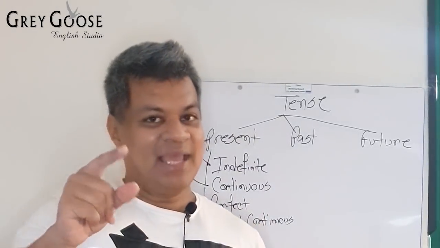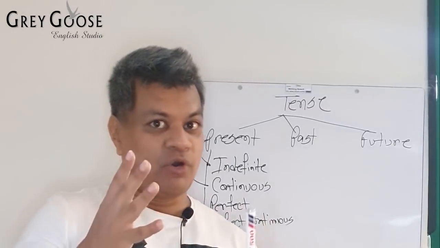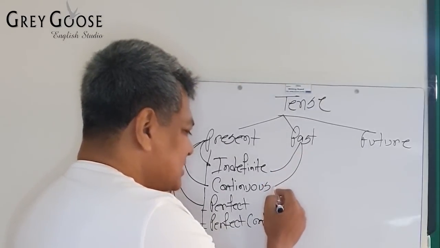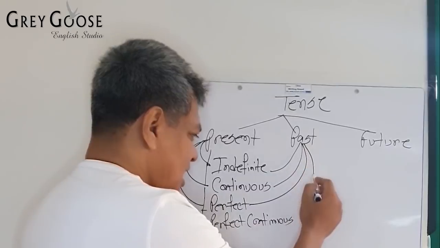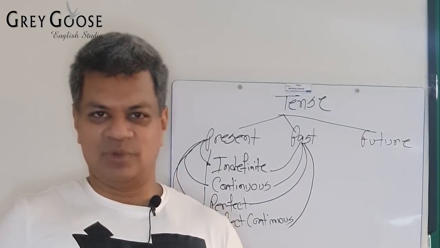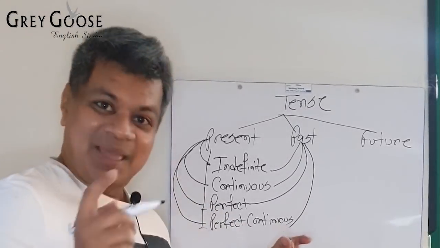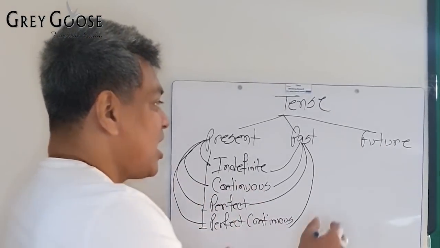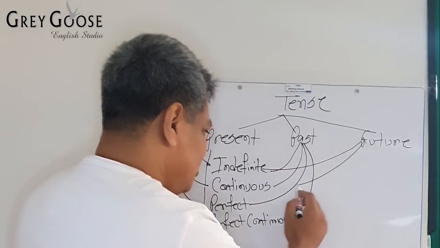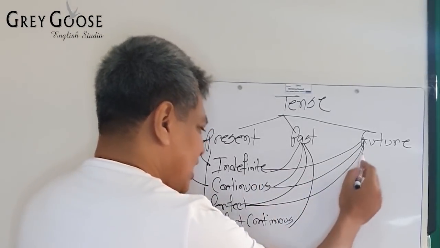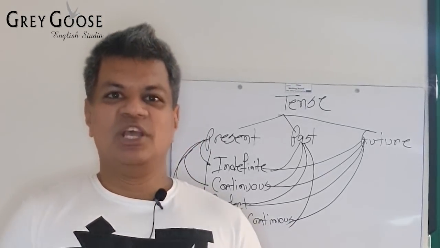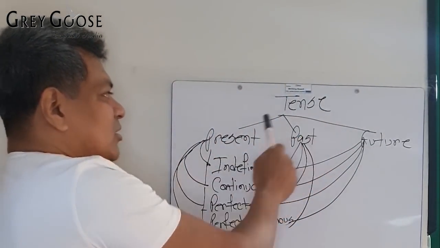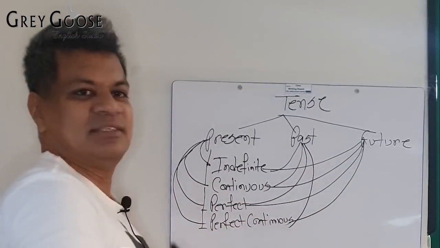Now see, in the same way, past has got four sons as well. And they are past indefinite, past continuous, past perfect, and past perfect continuous. Now, in the same way, guys, future. This son has also got four sons, and they are future indefinite, future continuous, future perfect, and future perfect continuous. Now see, this is a whole family: grandfather, three sons, and their sons. So that's a whole family.